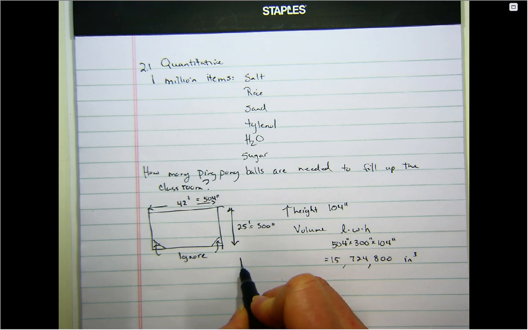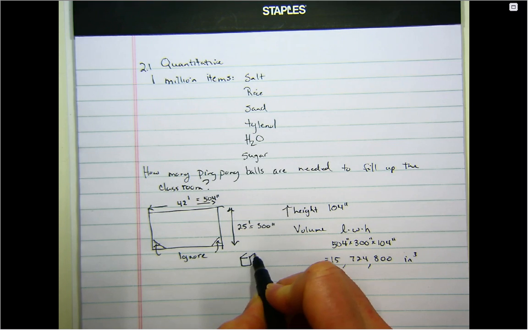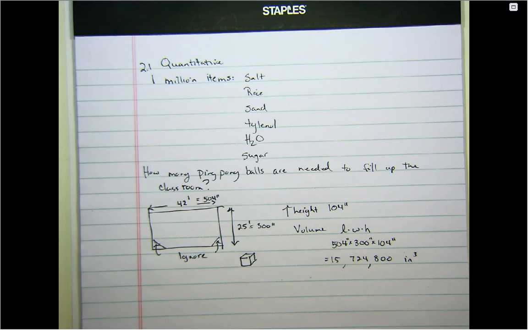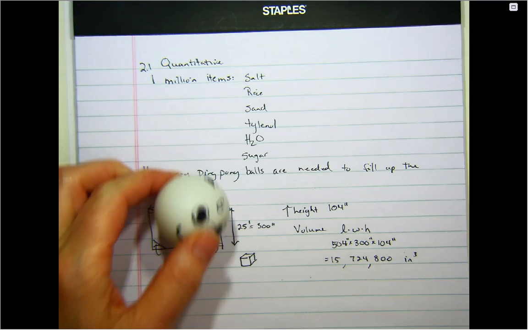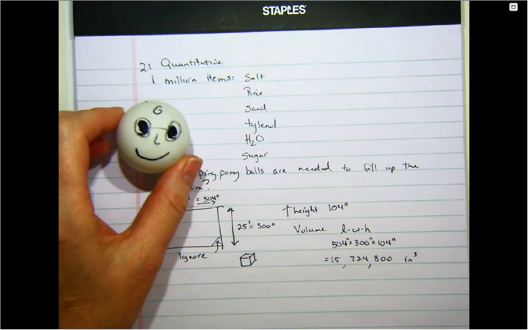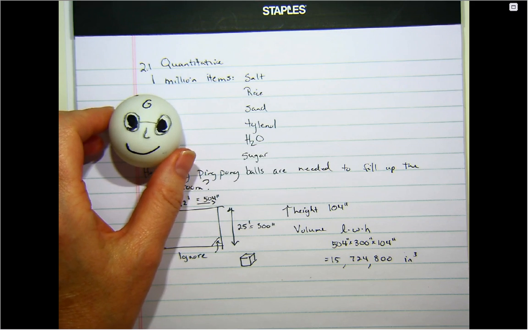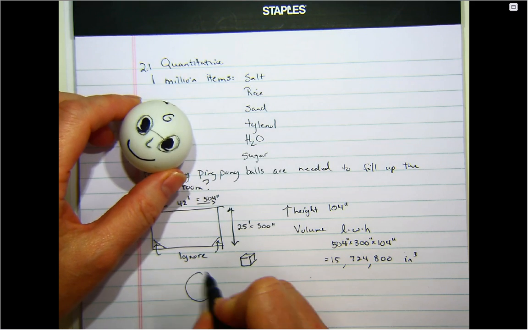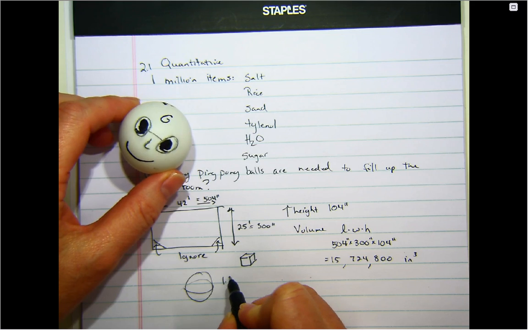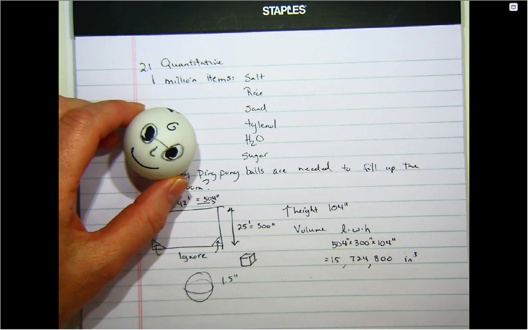So cubic inches, when we say a cubic inch, we mean a cube that's an inch in all three directions. So that's how many cubes we could fit in here. But we didn't have cubes, we had ping pong balls. So how big were the ping pong balls? Did anybody measure their ping pong ball? Oh, look at this one has a face. Okay, 1.5 inches. And that's the diameter, right?